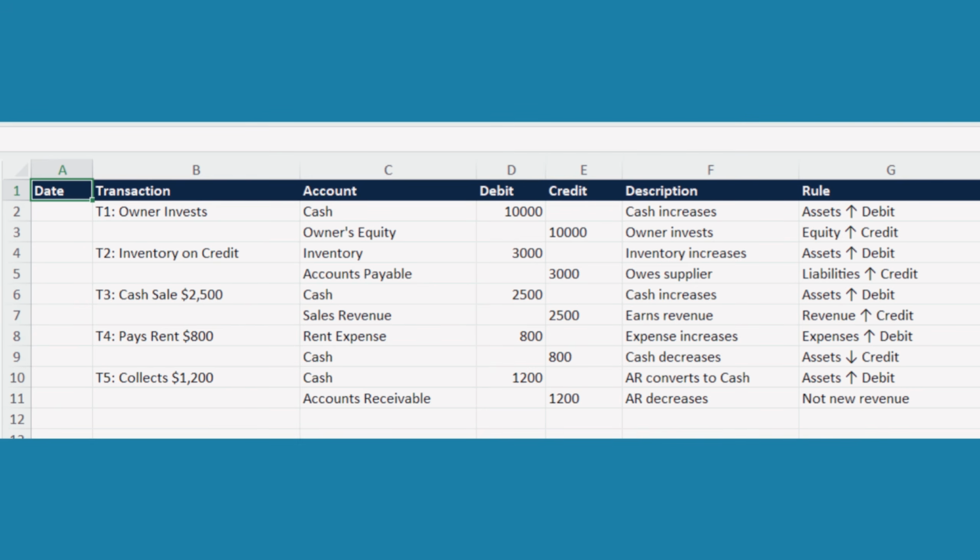And this is the real power of the journal ledger. It's not just a record of transactions. It gives you a running balance for every account, updated as each transaction is posted. And those final account balances become the building blocks for the trial balance and eventually your financial statements.